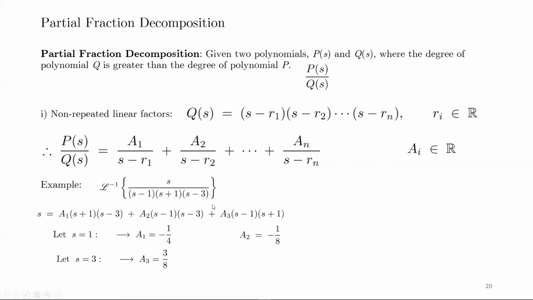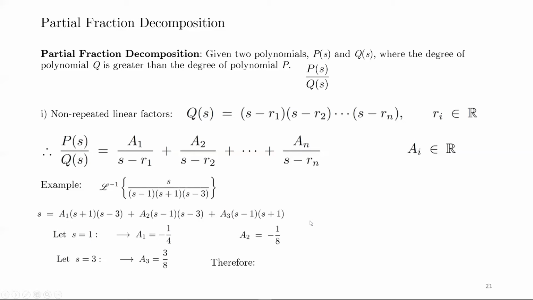And finally, let's let S equal 3. If we do that, again, the A1 term is going to be 0 because we get 3 minus 3 is 0. The A2 term is going to be 0 because we get 3 minus 3 is 0. And we can find that A3 is equal to simply 3 over 8.